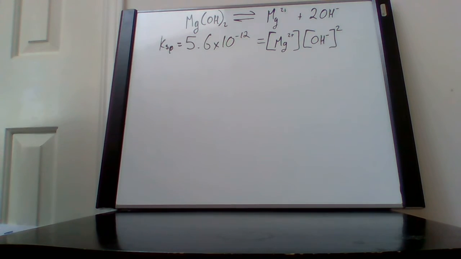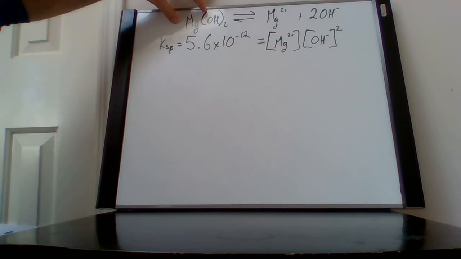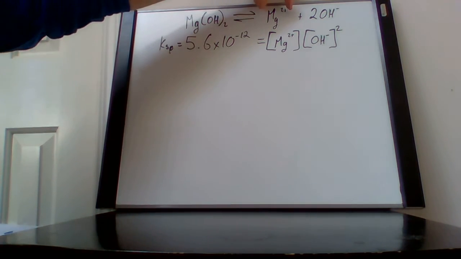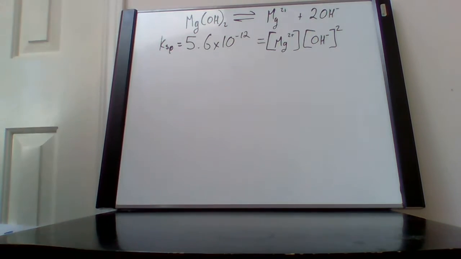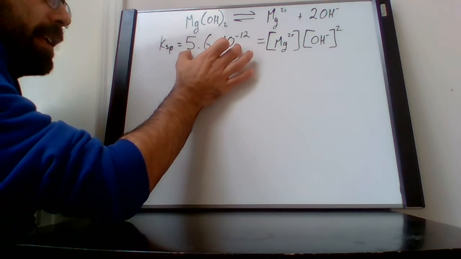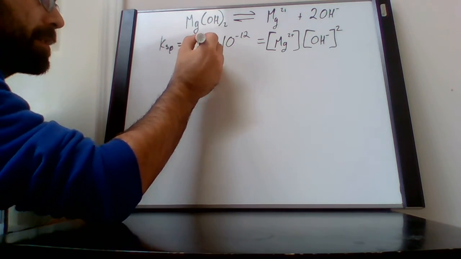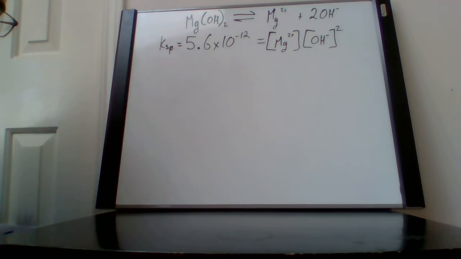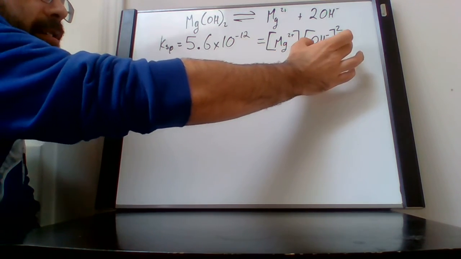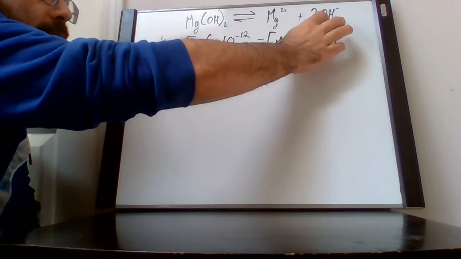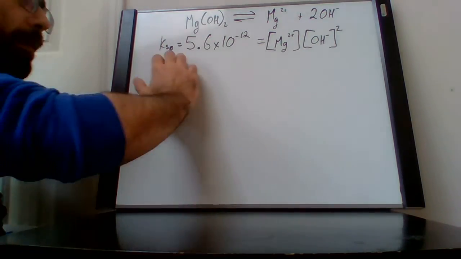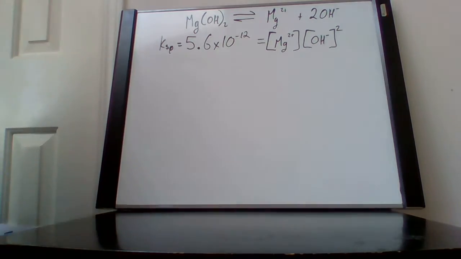All right, welcome back. Let's take a look at the numbers here for this magnesium hydroxide. Once again, the magnesium hydroxide solid is going to form a magnesium ion and two hydroxide ions. To find our KSP, we can find that in the back of the textbook or on those data sheets. So we've got 5.6 times 10 to the negative 12. And our KSP expression here is going to be the concentration of magnesium times the concentration of hydroxide squared because of that coefficient.